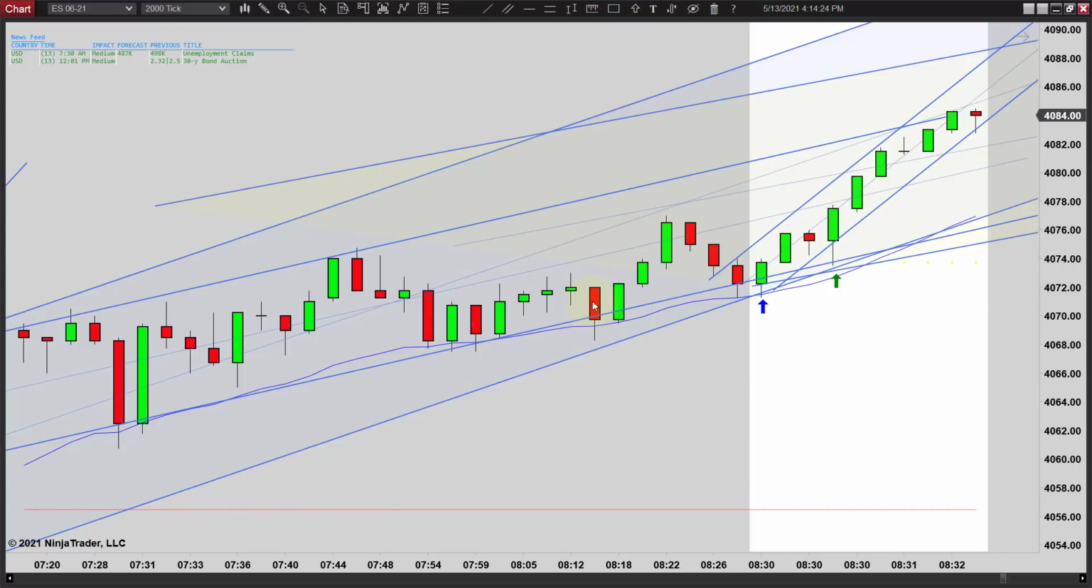And then we try to go lower once, twice, and notice how we're bouncing right off. You got the EMA right there. You've got the blue trend line. You've got the yellow trend line.